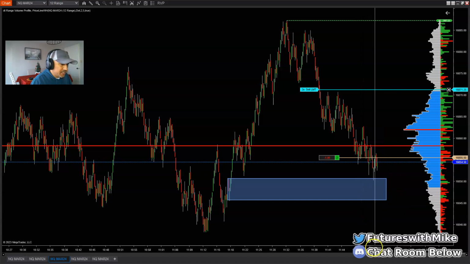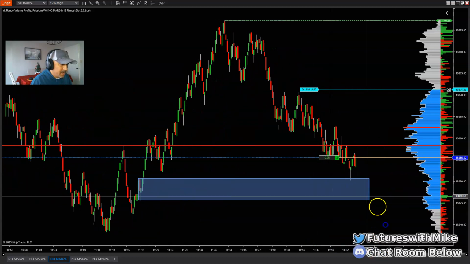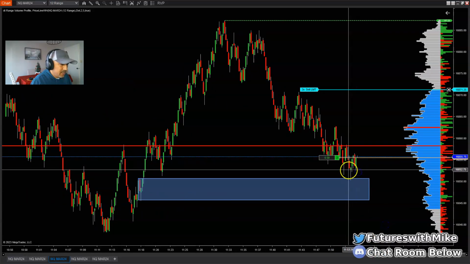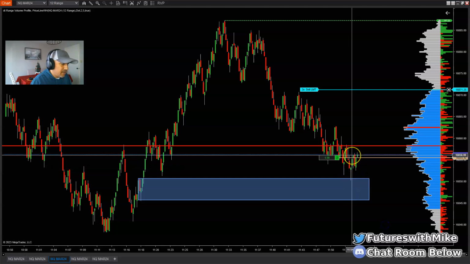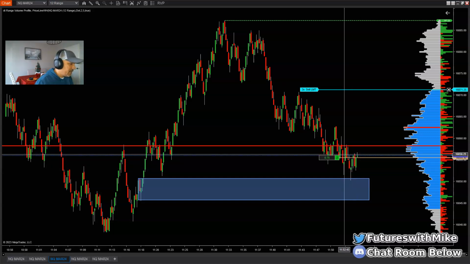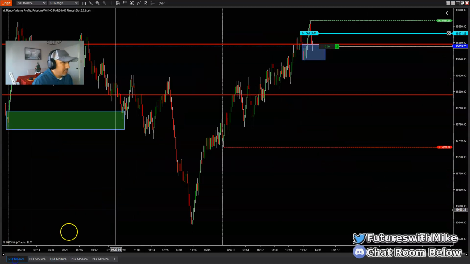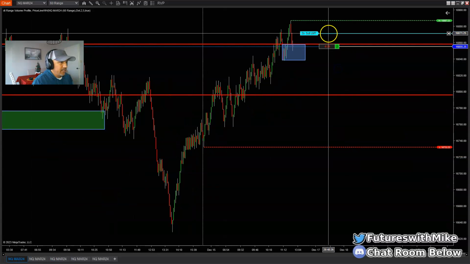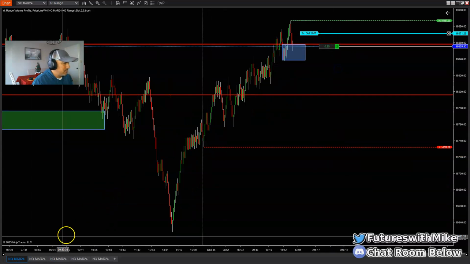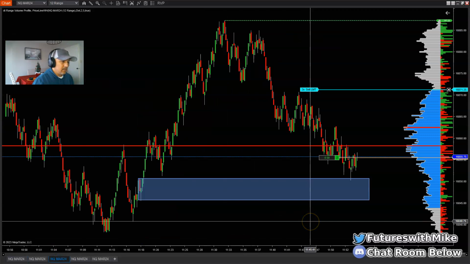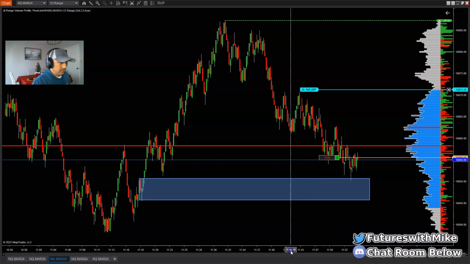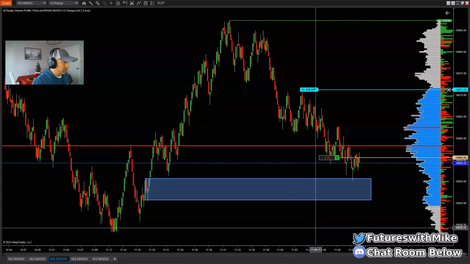I'm noticing the rejection. I see that bullish momentum that stepped back into the market with this bullish hammer candle, and then another bullish hammer candle to the upside. So I want to see it run up here and test the 72 area. Let's see if it does. Let's see what it does here.